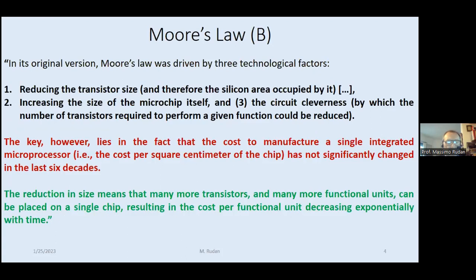And in order to better understand this, it is convenient to quote some sentences from a chapter of a book that was published a few weeks ago that comments about Moore's law, saying that in essence, the cost of the manufacture of a microprocessor, that is the cost of a square centimeter of a chip, did not change significantly for many, many years. That means that the miniaturization makes it possible to incorporate into the single chip more and more functional units at the same cost.